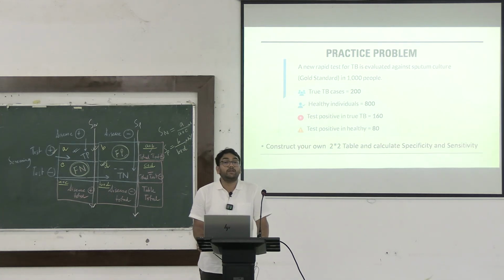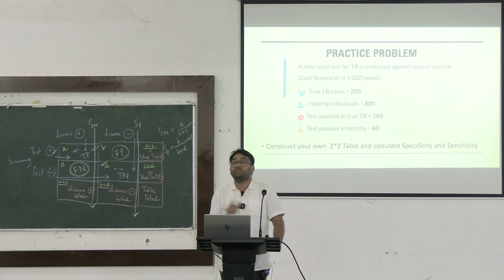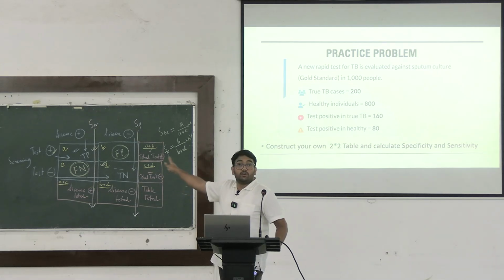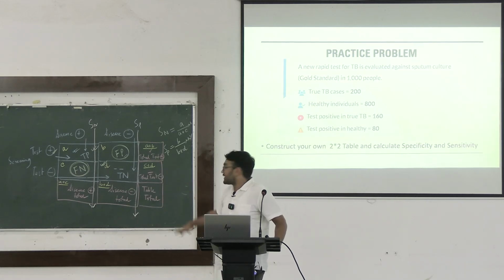Or just tell me true TB cases. This is showing which box? No, this is true TB cases. That means A plus C. It has given you the disease total. How many people really have the disease? True TB cases. So 200 is the disease total. It is A plus C.